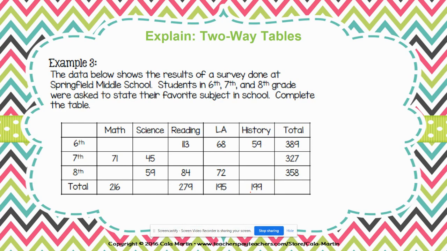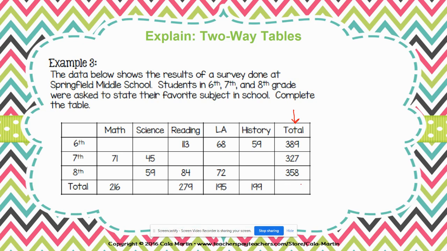All right, so for example 3, this shows the results of a survey done at a middle school, and students in 6th, 7th, and 8th grade were asked to state their favorite subject. So we're going to complete this table, and the first thing we're going to do is figure out, is there anywhere that I can right now just look at a row or a column that is almost completely filled out? Well, again, if I look at my total row, I know that there are 389 total 6th graders, 327 total 7th graders, and 358 total 8th graders.